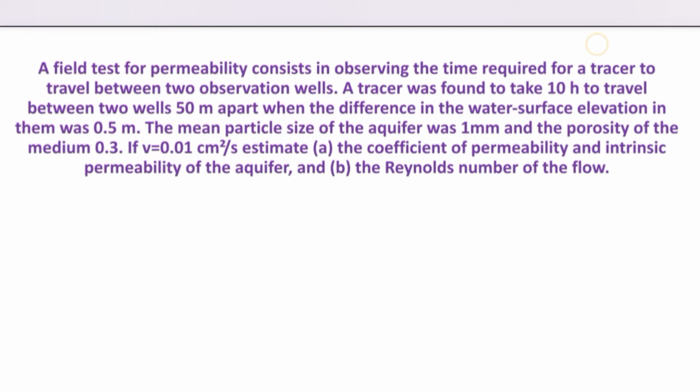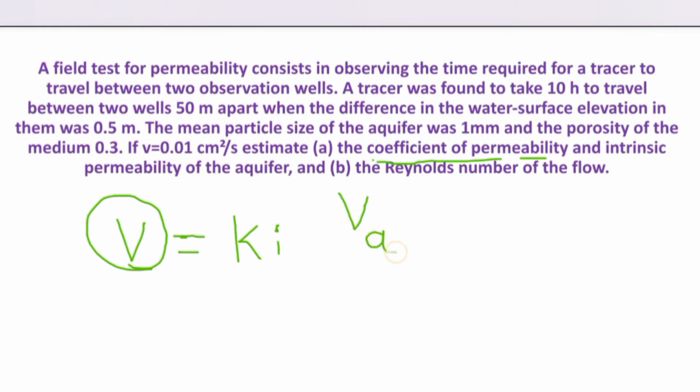Here we have to find the coefficient of permeability, and we know that V is equal to Ki. So first of all, we'll have to find V, that is the discharge velocity. To find the discharge velocity, first we need to find the actual velocity of water. And the actual velocity of water will be equal to the distance between the two wells divided by time taken by the tracer to travel between two wells.